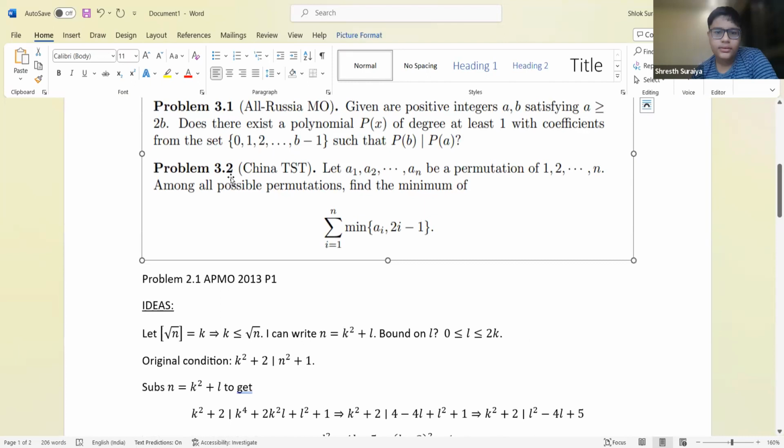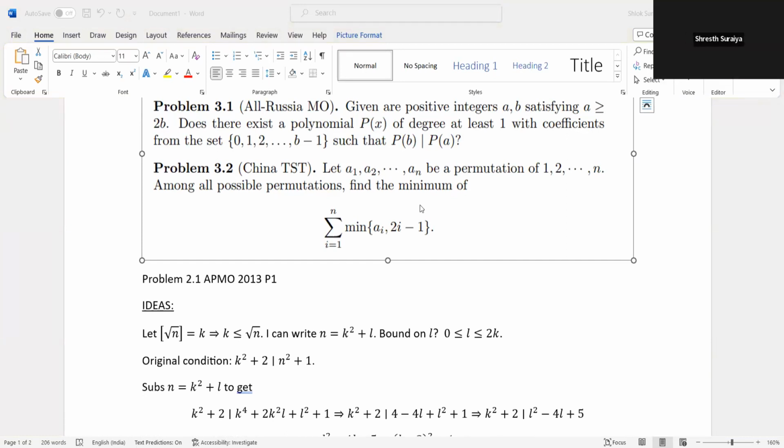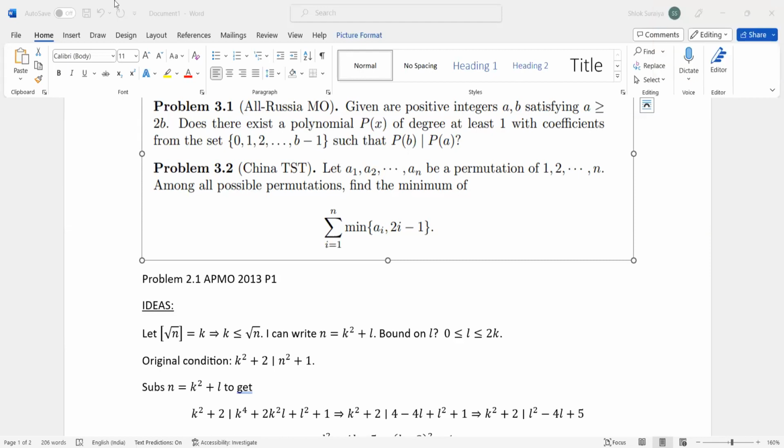Yeah, has anyone seen problem 3.2? Also, I think some people were trying 3.2 as well. I think Vinayak was trying 3.2. So did you get any good substantial progress, Vinayak? No, not really. Okay, fine.